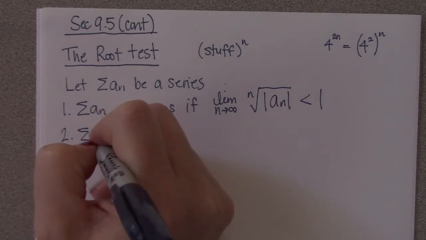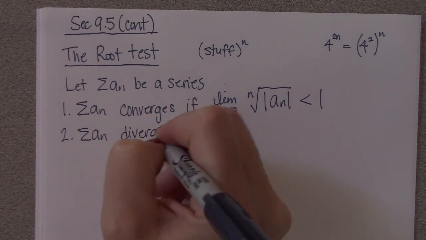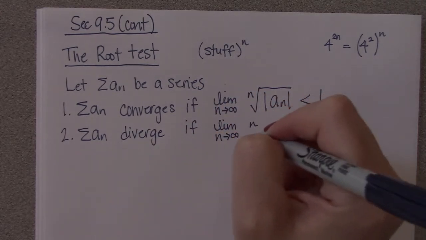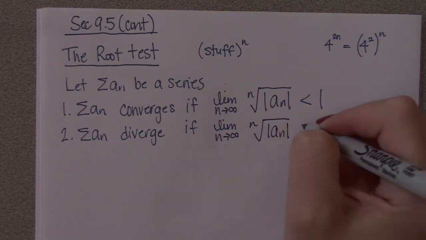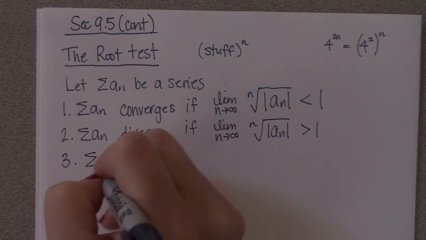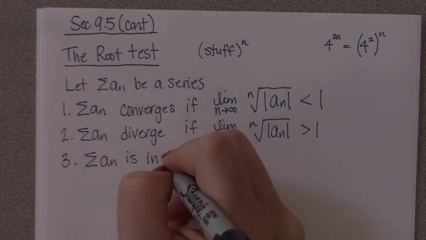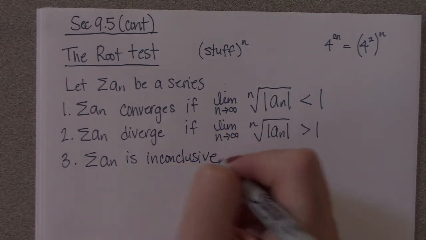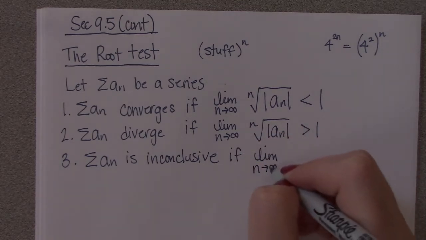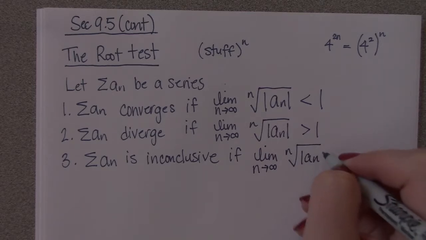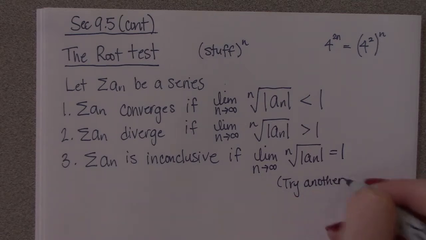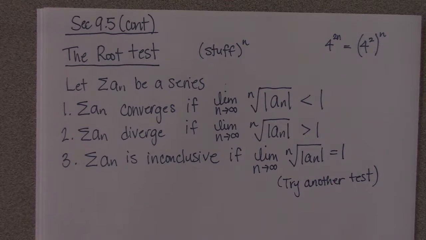The series is going to diverge if this limit is greater than 1. And it's going to be inconclusive if the limit as n goes to infinity equals 1. So here we have to try another test.